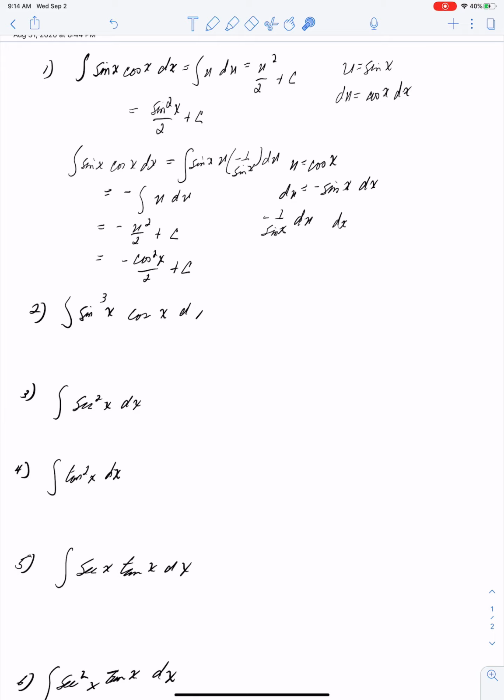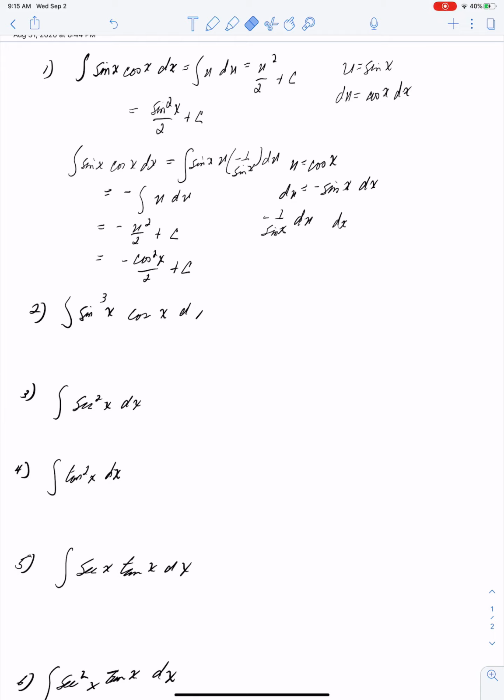Then how can I possibly get two different answers for the same integral? Did I do something wrong? I claim no, I didn't do something wrong. So if both of these answers are right, then they have to vary by just a constant. The only difference is the arbitrary constant.